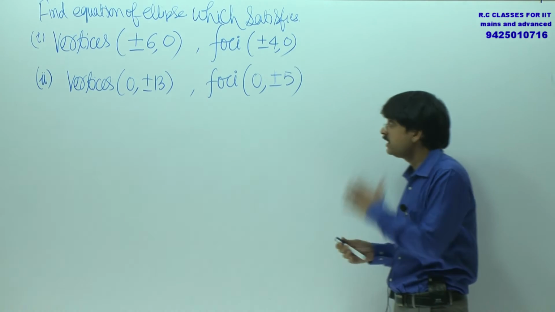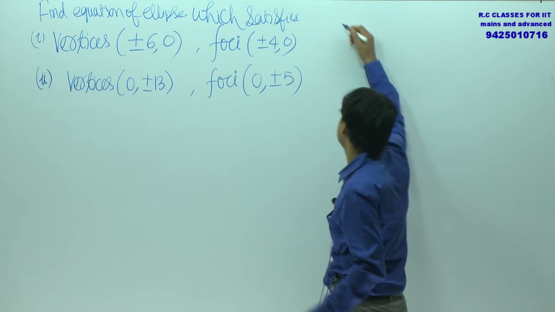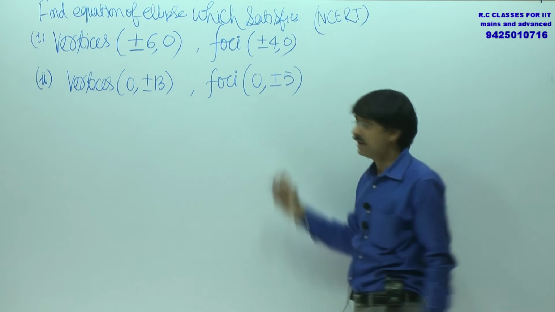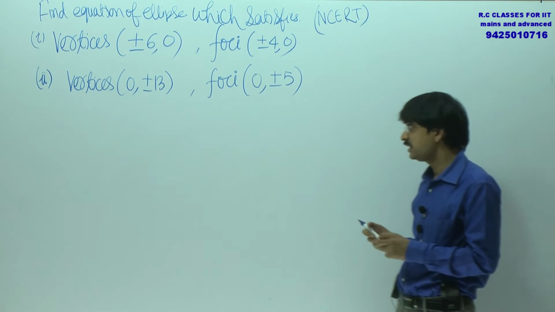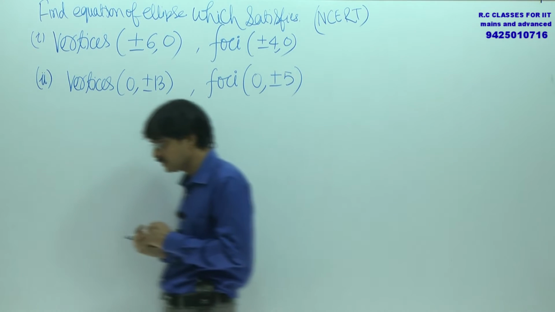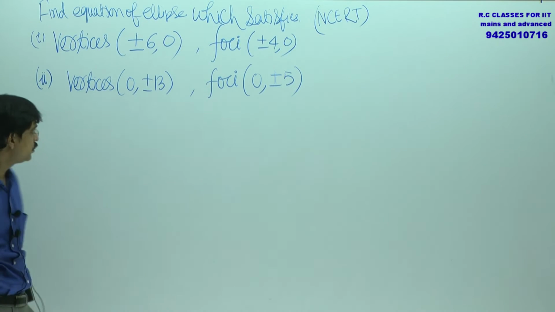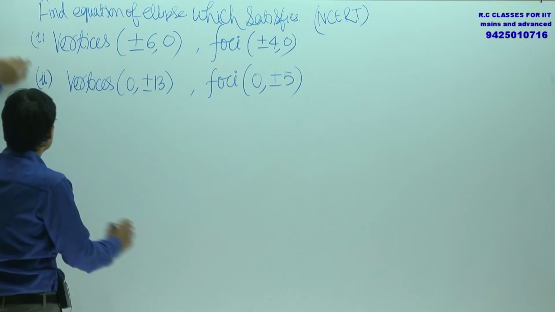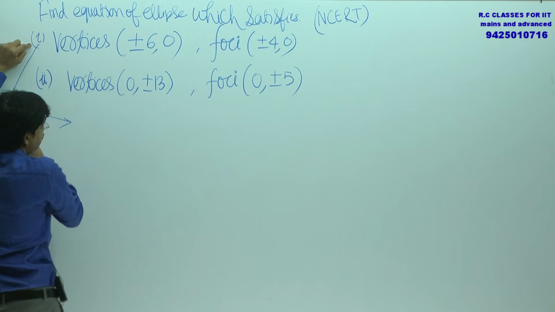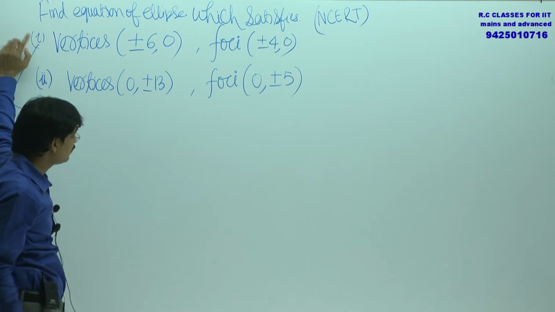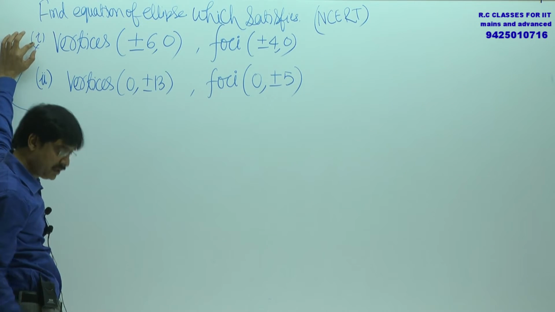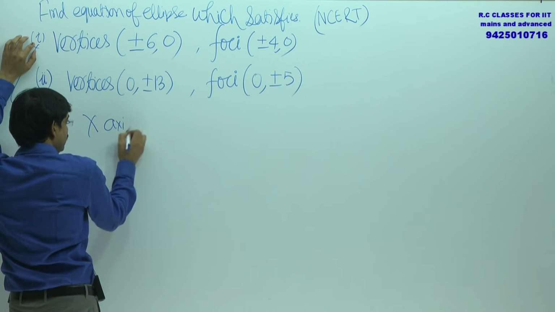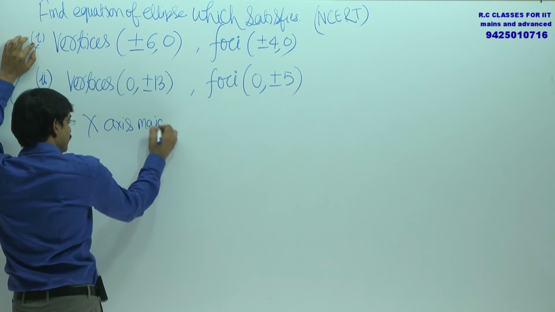Now again questions directly from NCERT. Find the equation of ellipse which satisfy, दो questions हैं. First one with vertices given to you as plus minus 6, 0 and foci, those are plus minus 4, 0. If I talk about the first one, clear cut आपको समझ में आता है बात. X axis is becoming the major axis of that ellipse.